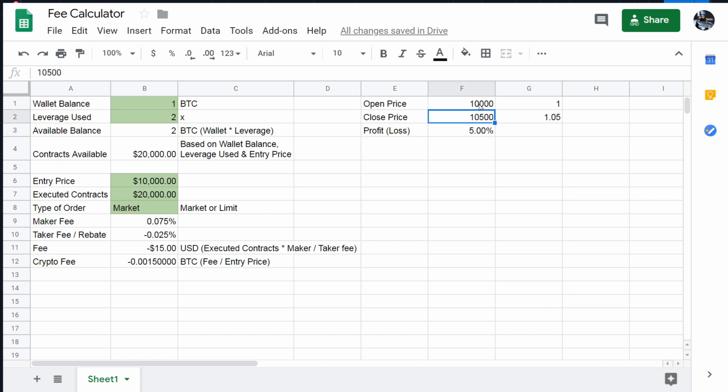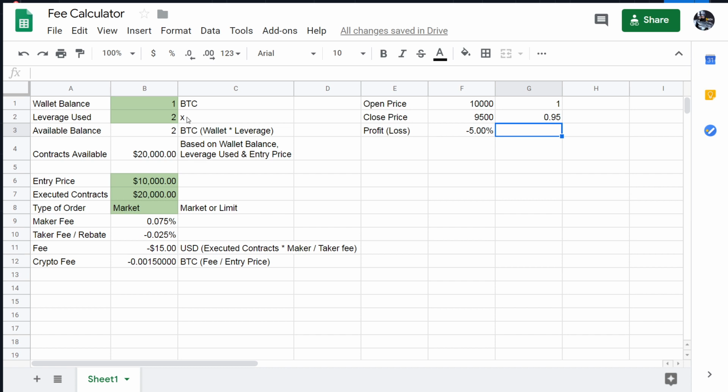Now, if you go from $10,000 to, say, $9,500, you are now losing 5%. So now you're basically going to be 0.95. Now you have 0.95 Bitcoin. So you are losing Bitcoin in addition to losing US dollars.